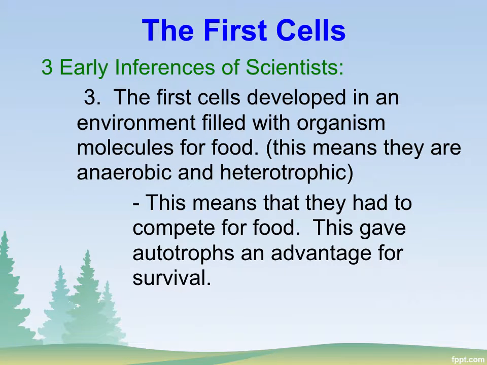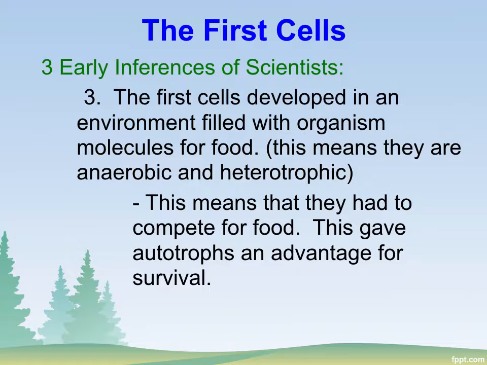The first cells probably developed in an environment that was probably a very extreme environment. It was probably very hot, maybe slightly volcanic, and they thought that these first organisms actually were anaerobic, obviously because there was no oxygen. They can't be aerobic, they can't go through aerobic respiration, and they were also heterotrophic, which means they could not make their own food.